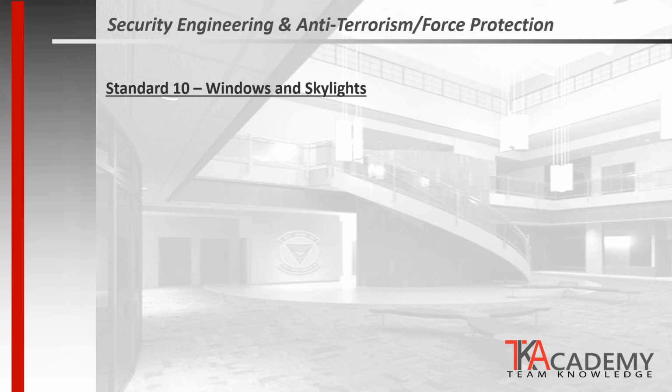Standard 10 relates to windows and skylights. There has been a great amount of emphasis on this standard over the years, and for good cause, being that windows make up the weakest part of the exterior wall plane of any given building. A recent change to the standard is that much of the blast resistance of the glazing is no longer required if the facility is located within a controlled perimeter.